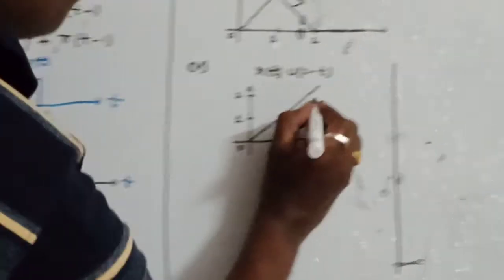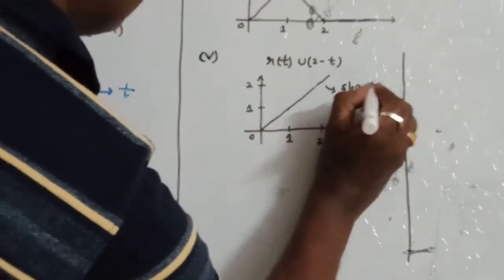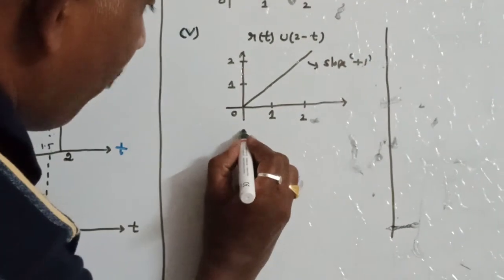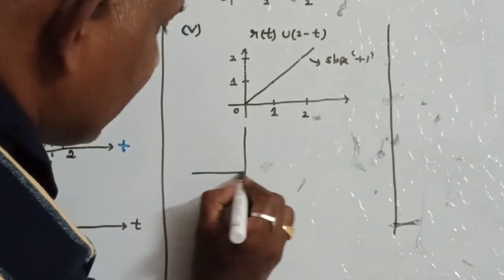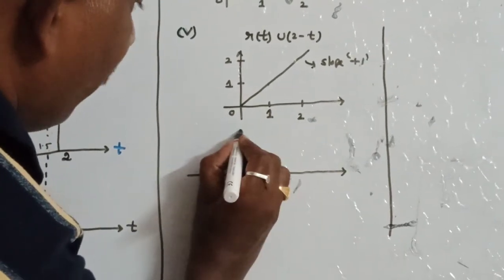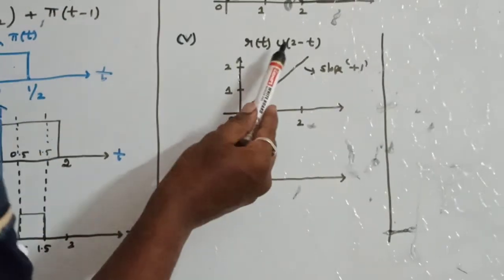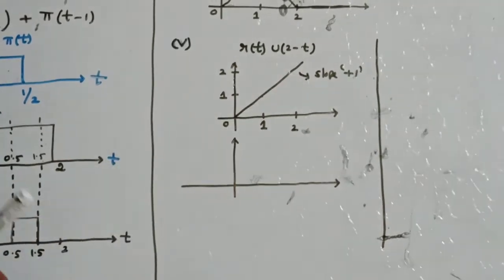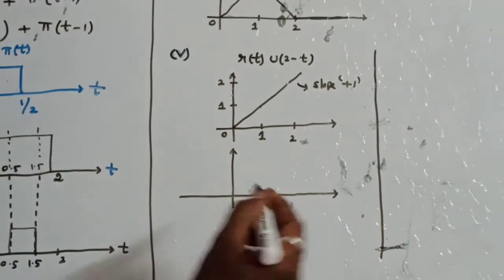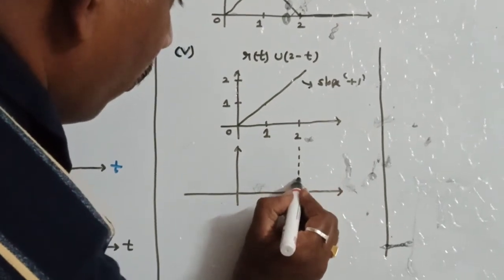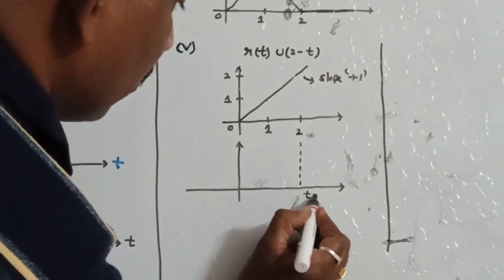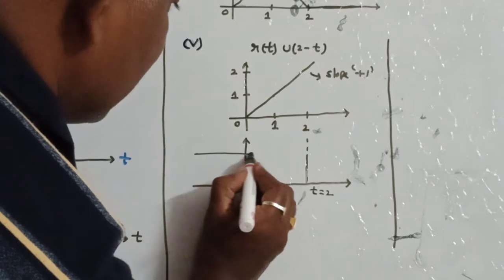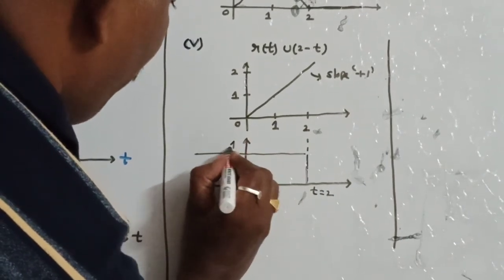This is R of t with the slope of +1. Now, what do you have to multiply with? You have to multiply with a unit step. First you can see u of -t, that means a time reversed unit step. This time reversed unit step starts at t is equal to 2. So at t is equal to 2, you have to draw a step to the left side, because it is a time reversed step of amplitude 1.